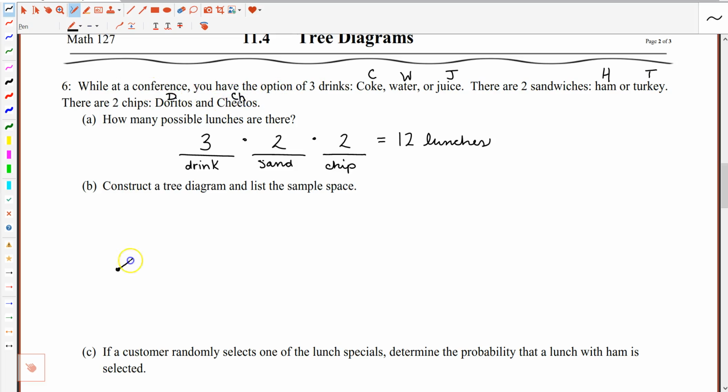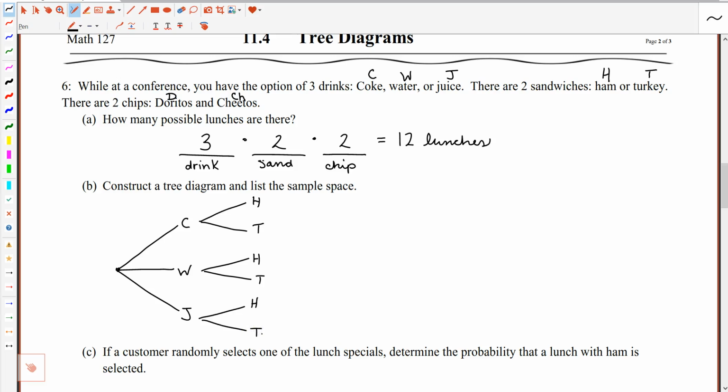Alright, so for drink choices, you can either have a Coke, water, or juice. Alright, so there's 3 options at that stage. Now once you choose a drink, let's go to the sandwich choices. You can either have ham or turkey. So from each one of these, I'm going to branch off 2 and then put ham and turkey at the end of those branches. And then finally, let's choose our chip. So for our chips, for each one of these, I'm going to branch off 2 times again, and I'll put either Doritos or Cheetos. So we're going to have to start squishing this in here. Doritos and Cheetos.